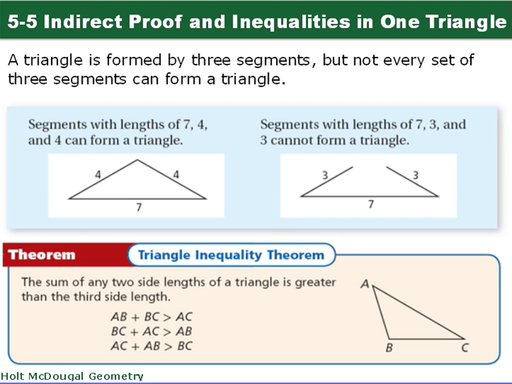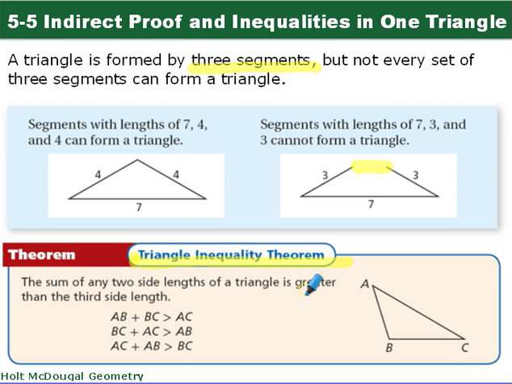So now we're going to look at the triangle inequality theorem. Triangles are formed by three segments, but not every set of three segments can form a triangle. We looked at this earlier in the year, why things won't work. So here we have sides 3, 3, and 7. They don't meet here, but 4, 4, and 7 do, because it follows the triangle inequality theorem, which states the sum of two side lengths of a triangle is greater than the third side length.